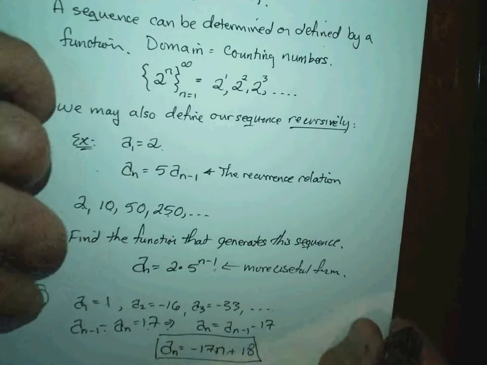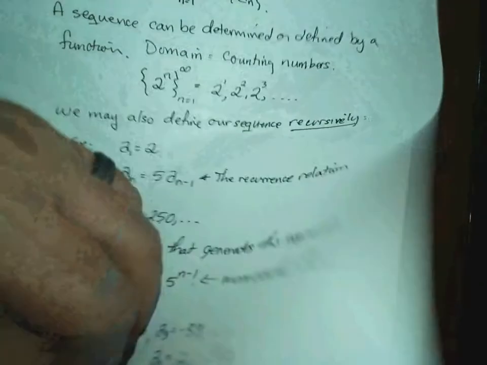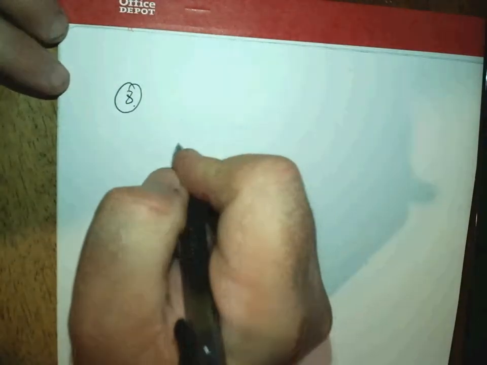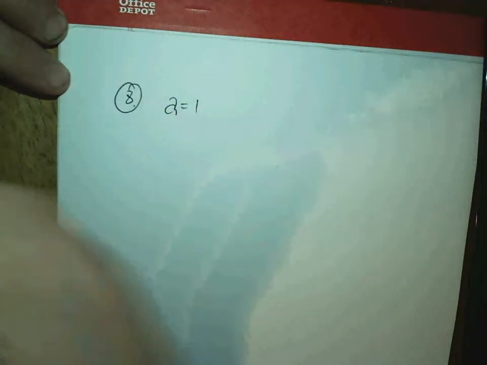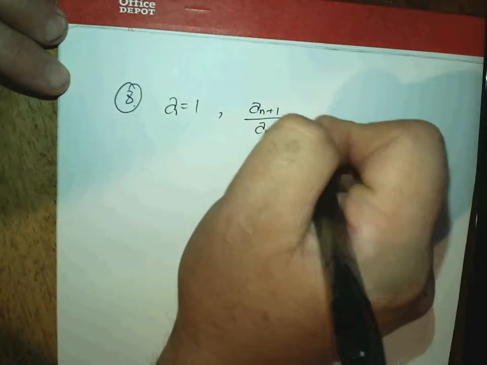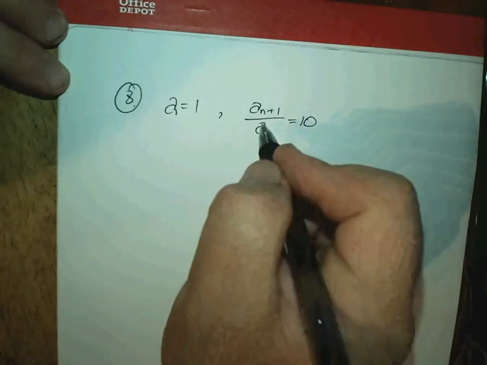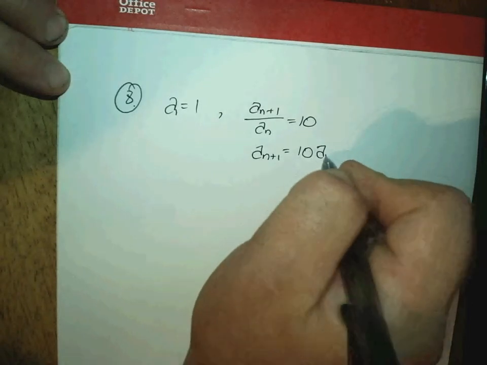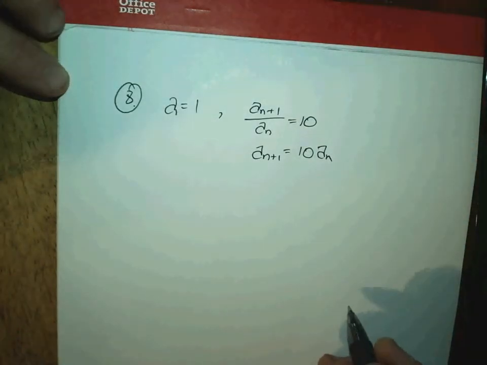All right, let's try a second example here. Take a look at problem number 8. In 8, find a formula for the nth term of the geometric sequence whose first term is 1. And the relation here is that a sub n plus 1, when divided by a sub n, is 10. Well, that simply means if you multiply both sides by a sub n, that the next term in the sequence is 10 times the previous term in the sequence.